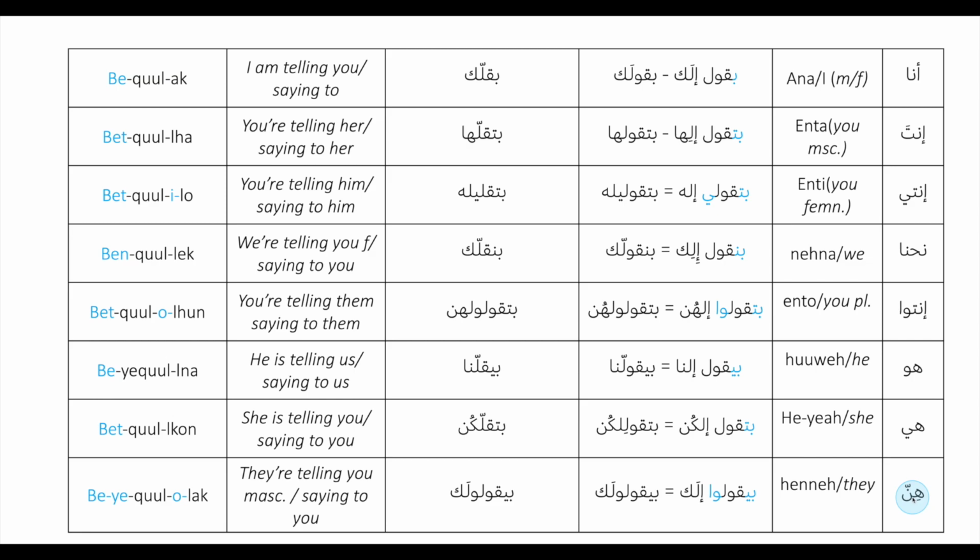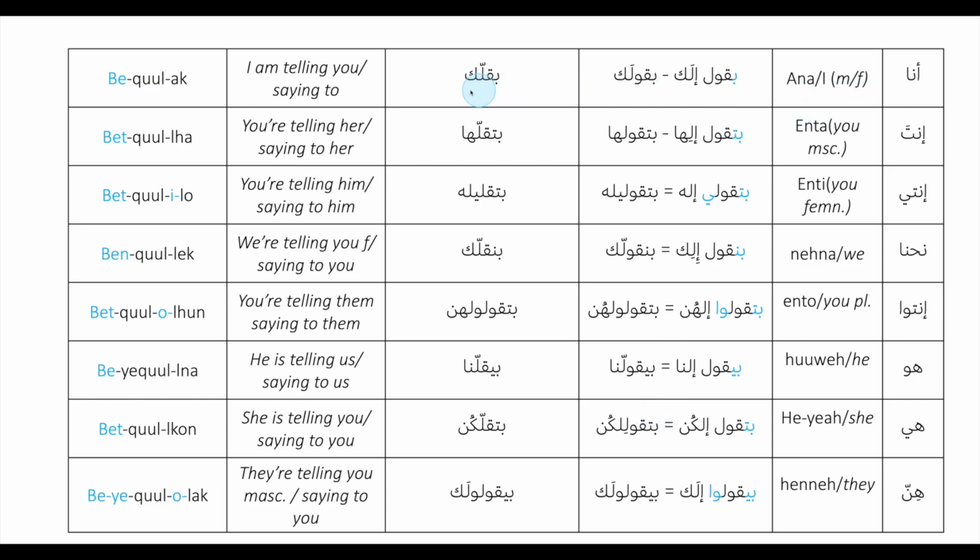Finally, with the subject pronoun they, هن, we say بيقولوا إلك. They are telling you masculine. And if you jump over the alif to soften it, you would say بيقولوا لك, and we keep it the same. And this is the conjugation of what you should know or memorize for the conjugation of the verb to say with the preposition ال.